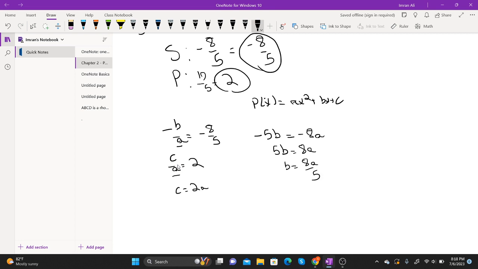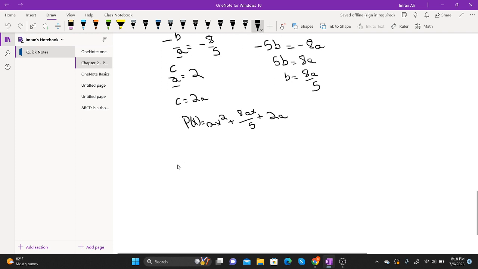We have b and c, so we can substitute them back into the original equation, which is ax squared plus bx, 8ax over 5, plus c is 2a. Now, this is the general form of any of these polynomials, right? Any quadratic polynomial that has the sum and the product of its zeros to be negative 8/5 and 2 respectively is going to be in this form for any value of a. So to figure this out, we can just plug in any value of a.